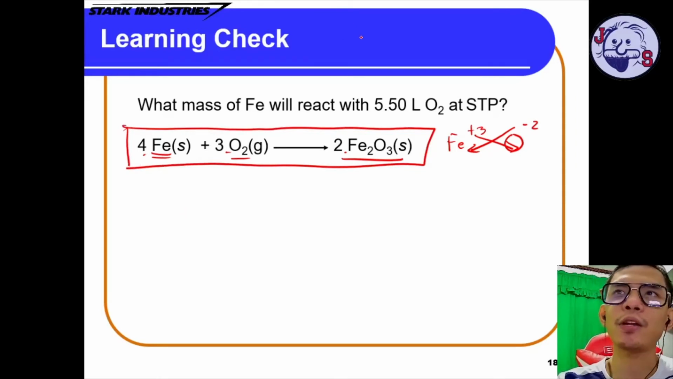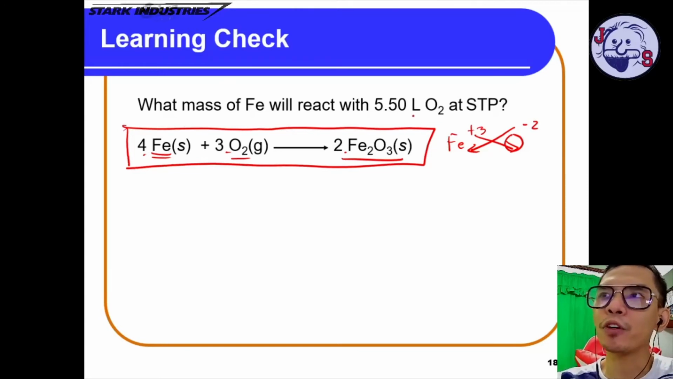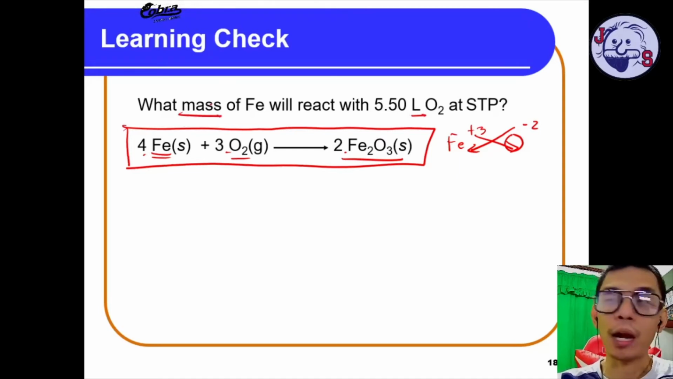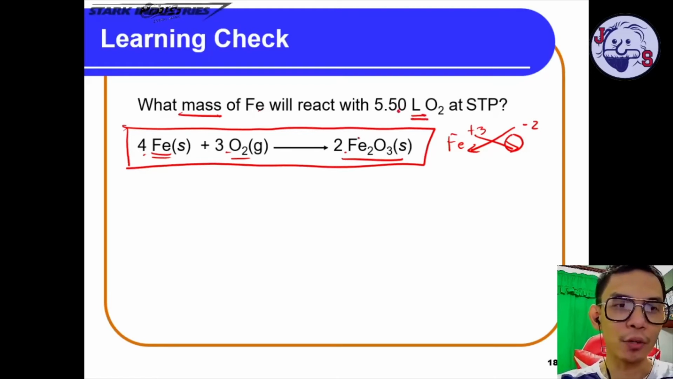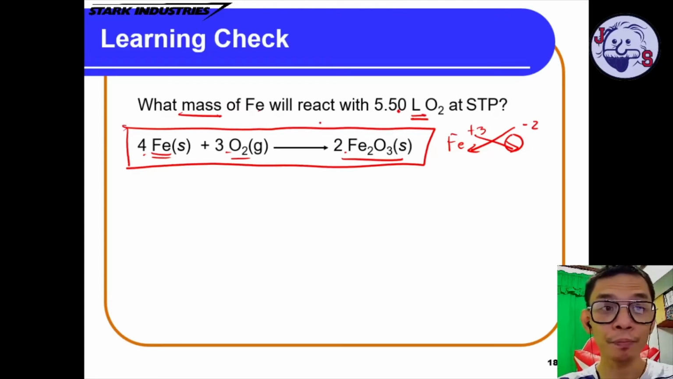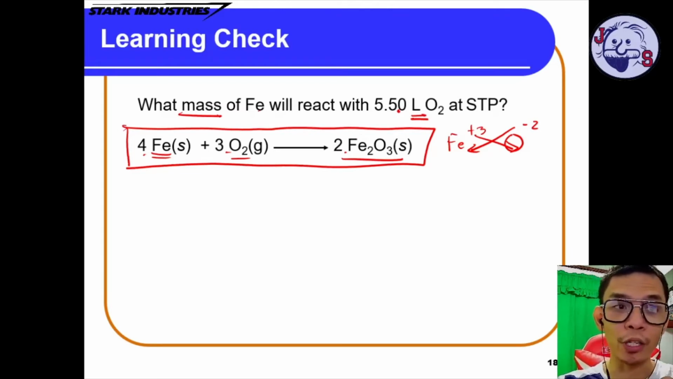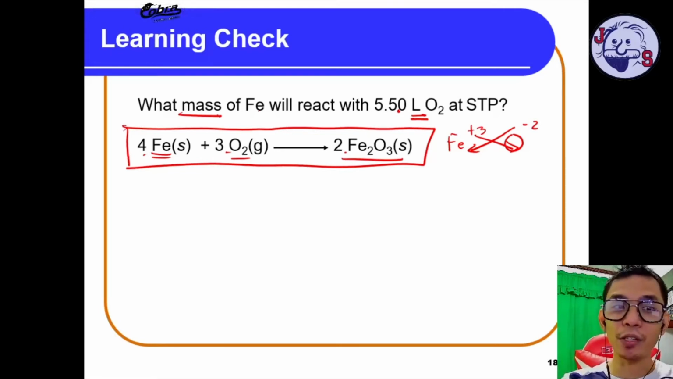Let's take a look. We are asked to convert the volume into mass. We are asked to find the mass of the iron using the volume of oxygen that you have over here. Again, you can independently answer this question. You need to have your periodic table here. What is the answer to this question? I have already prepared the solution and the answer a while ago.